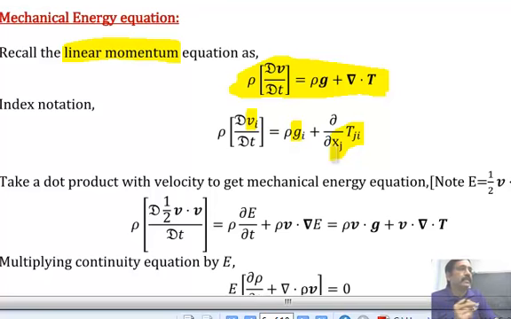Now, there is an important concept. How do I get the energy balance equation from a mass balance equation? Can I get a momentum balance equation? Can I get an energy balance equation from a momentum balance equation? Here I say that take a dot product of the velocity to get the mechanical energy equation. What is energy? Let's go back and ask that question.